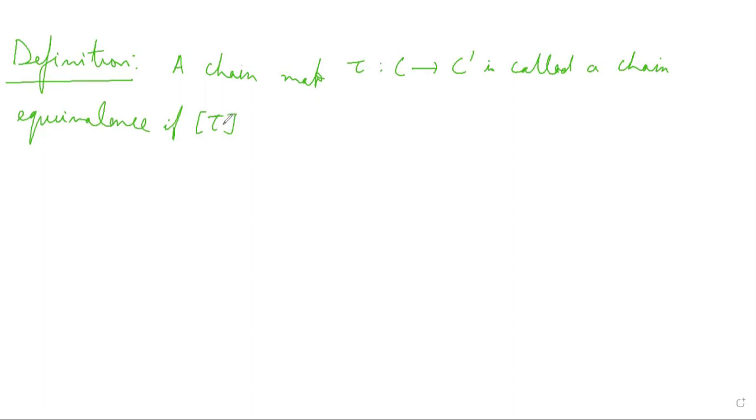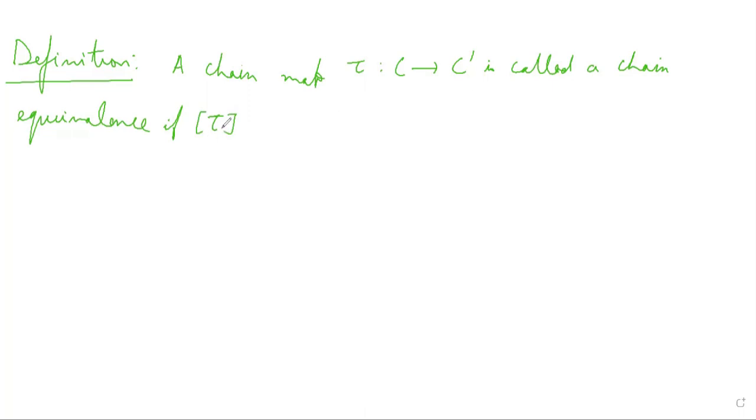So we defined homotopy between two chain maps. When we say that two chain maps are homotopic, we defined a relation on the class of chain maps from one chain complex C to another chain complex C prime, and we said that tau is related to tau prime if tau is homotopic to tau prime. So this relation was an equivalence relation, and the equivalence class of tau we denoted by this.